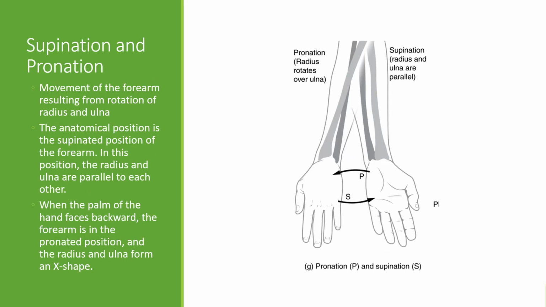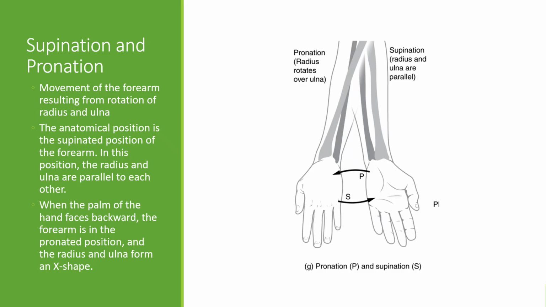Supination and pronation, this is movement of the forearm that results from rotating the radius and the ulna. So in anatomical position, remember what that was? Was when you were standing upright and your hands were to your side, your palms were facing forward. All right. In that position, the radius and the ulna are parallel to each other. When you flip your palm over into the pronated position, the radius and the ulna form an X. They cross over. So supinate is when you hold your palm up, and pronate is when you go down.